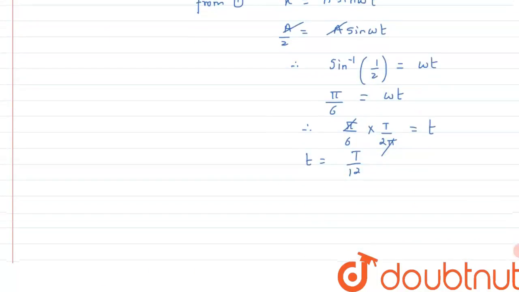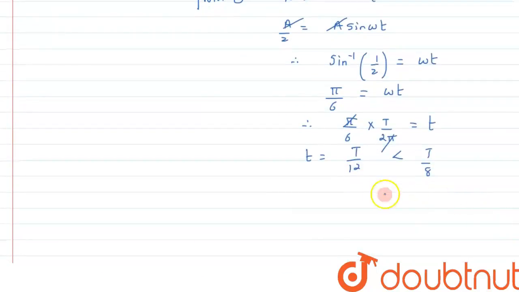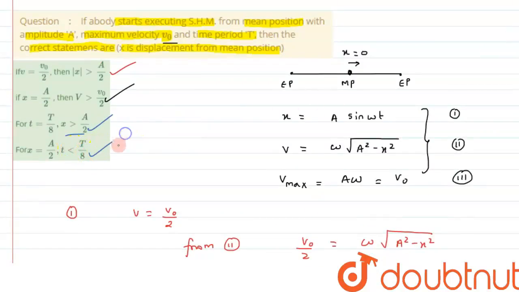and in the option it says t is less than T by 8. Alright, so we can say yes, it is less than T by 8. So this is also the correct option. We can say option D is also the right answer. So all of these are the right answers to this question.